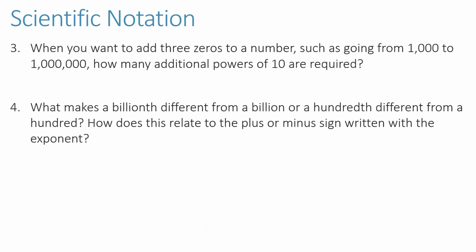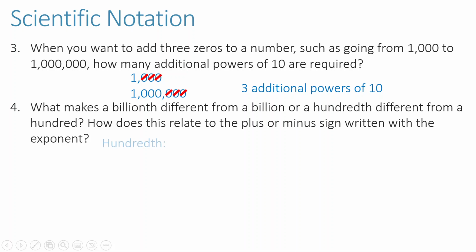If you want to add 3 zeros to a number, such as going from 1,000 to 1,000,000, how many powers of 10 are required? The difference between these two numbers is a factor of 1,000. So that's 3 powers of 10.